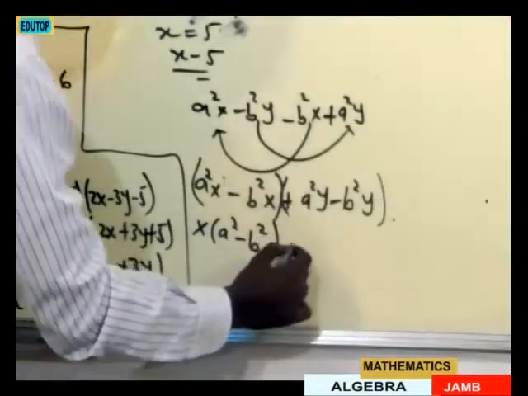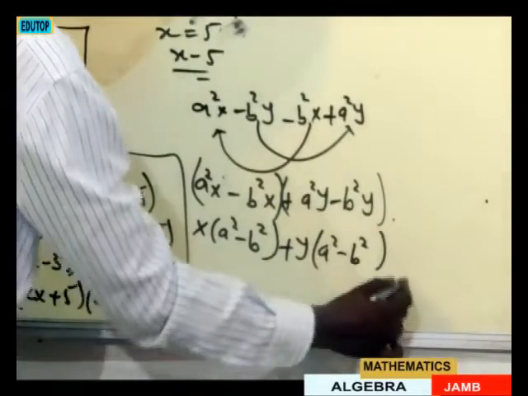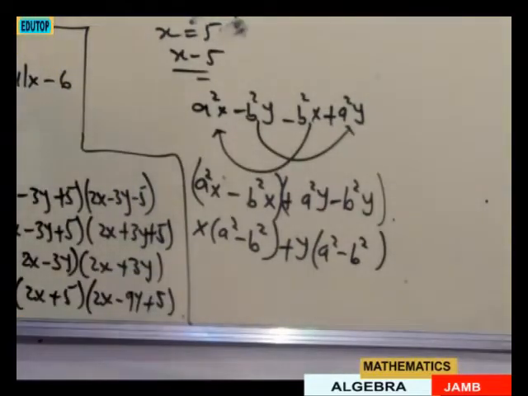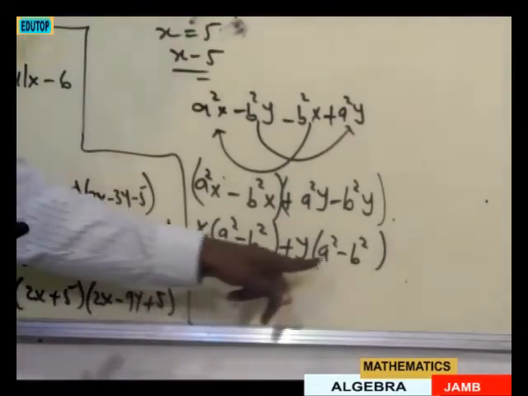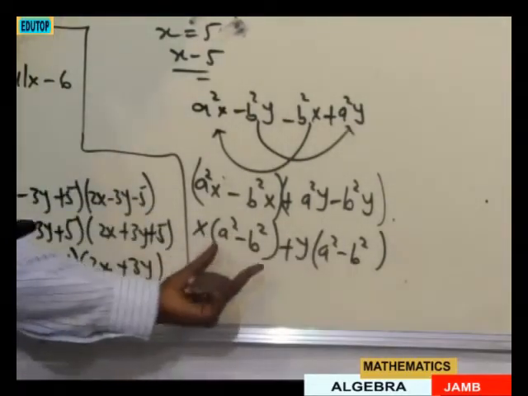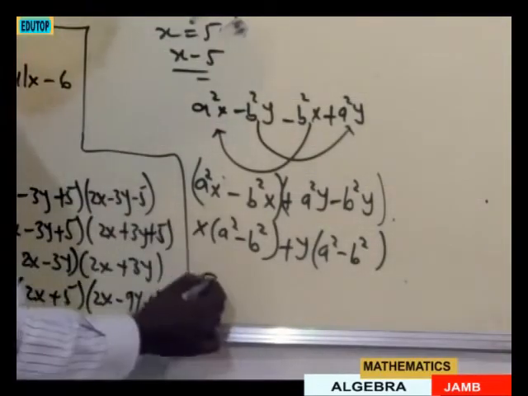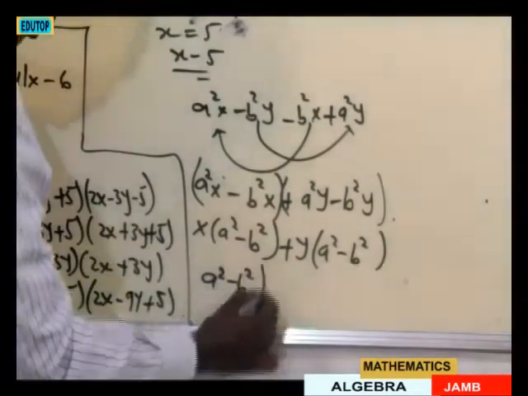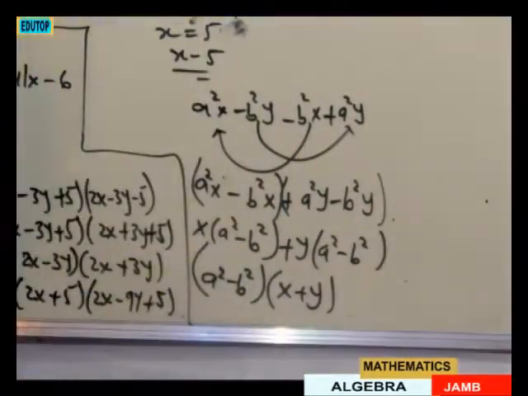What is common to this? Y is common, plus y into a square minus b square. But what is now eventually common to this? A square minus b square is common. So I'll just say a square minus b square. Then what would I be left with? X plus y. So am I going to leave my answer this way?